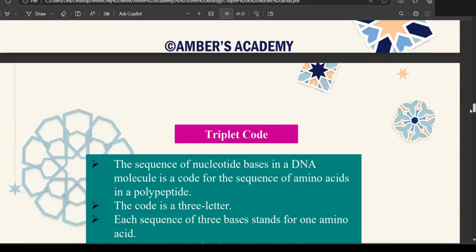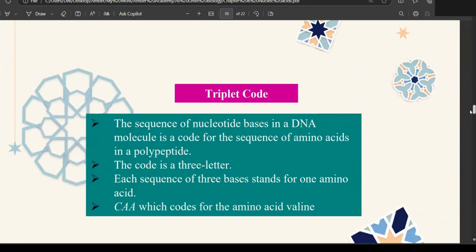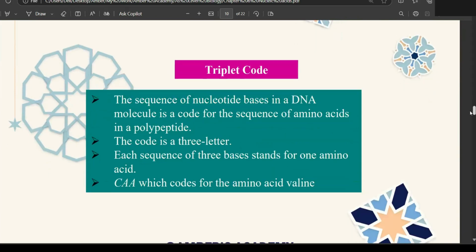Synthesis. So today we'll cover protein synthesis. In the previous class, we covered DNA replication. So before diving more into protein synthesis, we need to understand one of the facts, which is triplet code, because you need to remember this for a 2-mark definition.